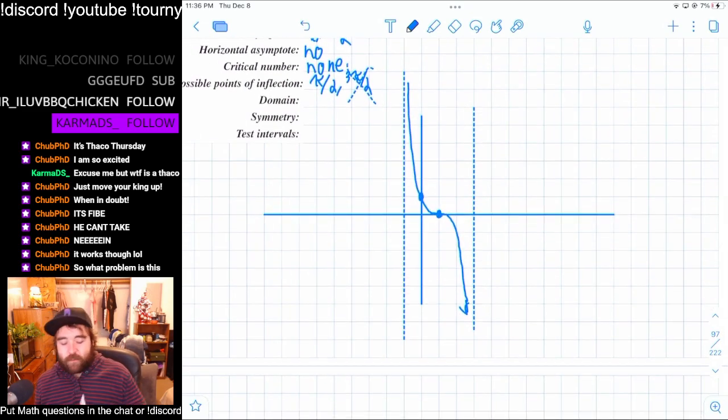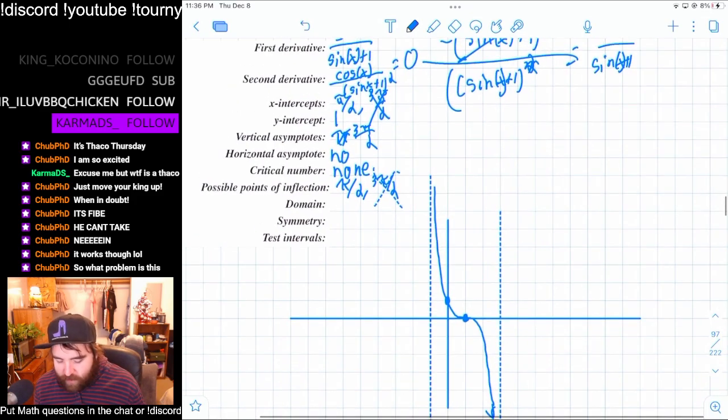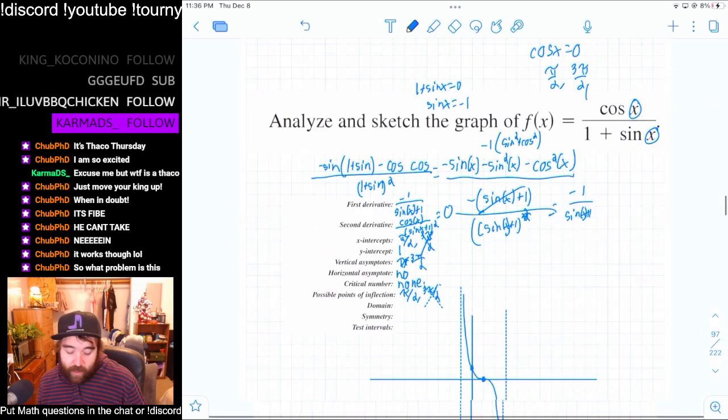And that makes sense. Changes concavity at pi over 2. No maxes or mins, like we said. The only thing that was messing up was the vertical asymptotes, because I was saying there was an x-intercept where there was supposed to be a vertical asymptote. Other than that, it was beautiful. So that's just all these problems.